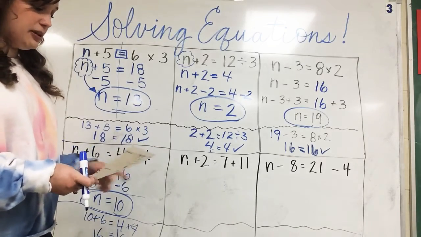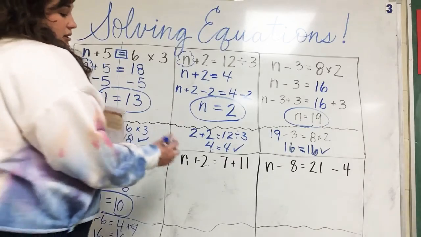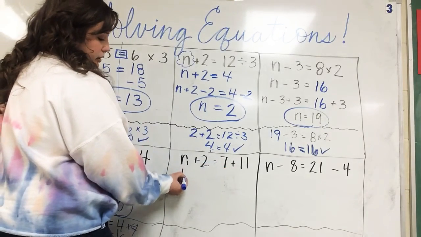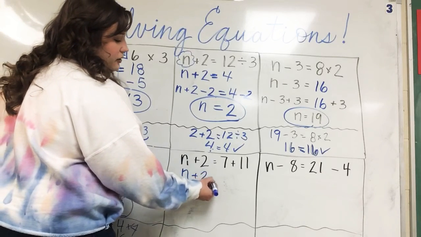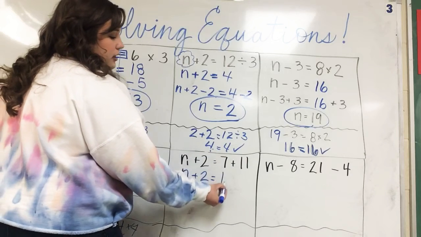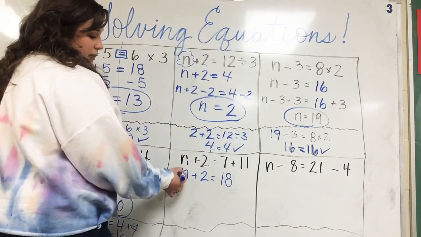Our next one is n plus 2 equals 7 plus 11. So we can't solve this side yet because the n is still there, but we can do 7 plus 11. So we're going to recopy our left side down and wait patiently over there. 7 plus 11 is what? 18.